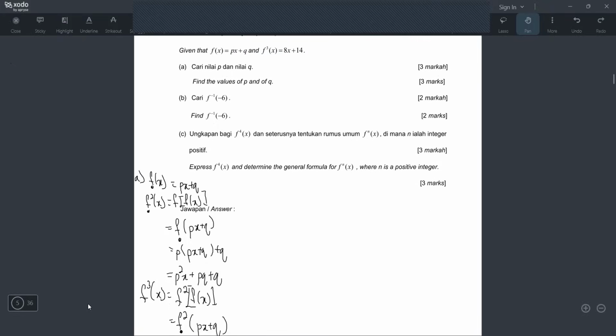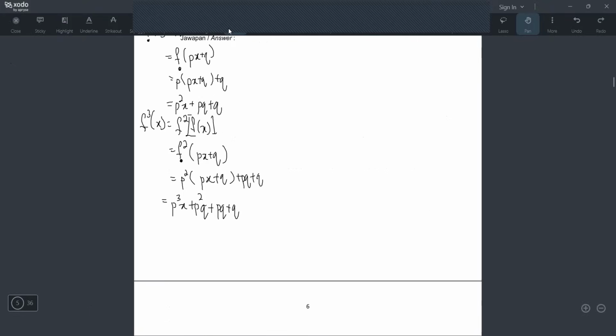So they are both f power 3 of x, so we can compare them together. So 8x plus 14 is equivalent to p power 3 x plus p squared q plus pq plus q. Why I can equate these two is because they are both f power 3 of x. It's just that one side is what I did myself, and one side is what the question gave. So now we can compare. How do we compare? When you compare, first you need to find the similarity between these two sides, right? So can you tell me what is the similarity between the left side and the right side?